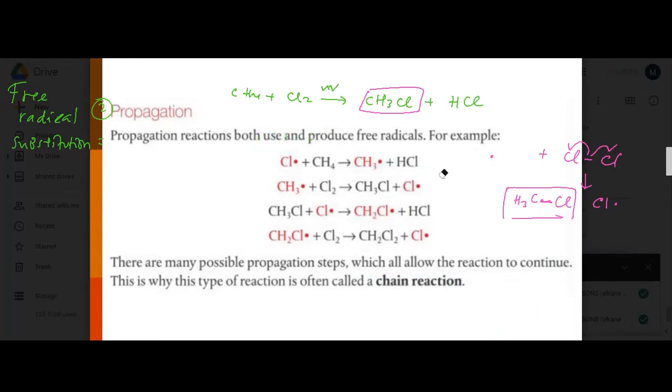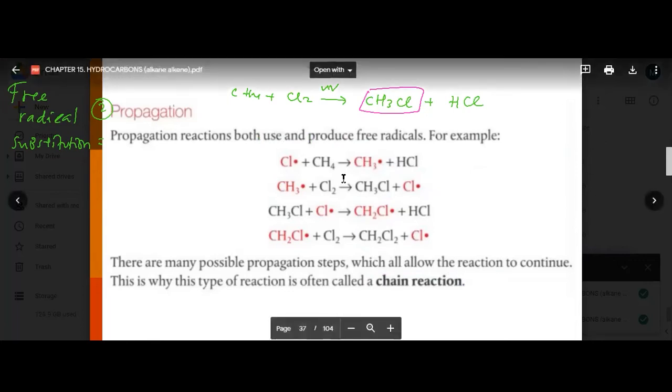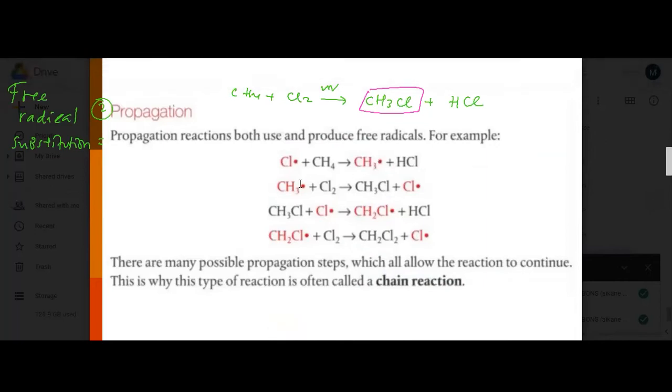Okay, so once again, the Cl free radical will attack the methane to form the CH3 free radical, and then the CH3 free radical combines with another Cl2 to form the product and another Cl radical. So this can occur again, again, and again until all hydrogens in methane are replaced by Cl. So the final product is CCl4. So it can produce CH3Cl, CH2Cl2, CHCl3, and then the last one, CCl4.